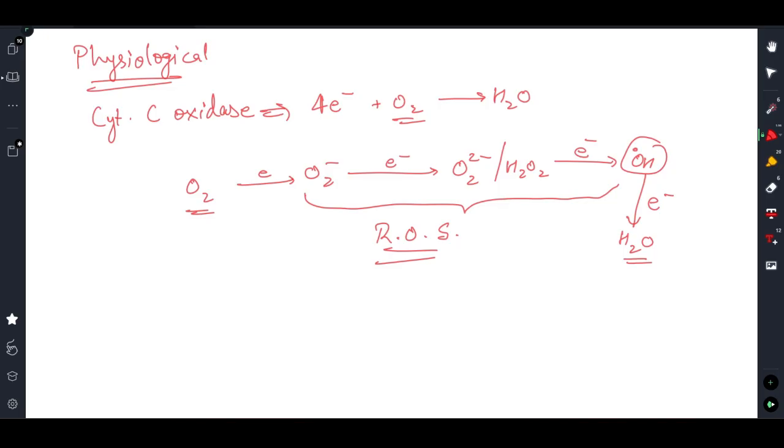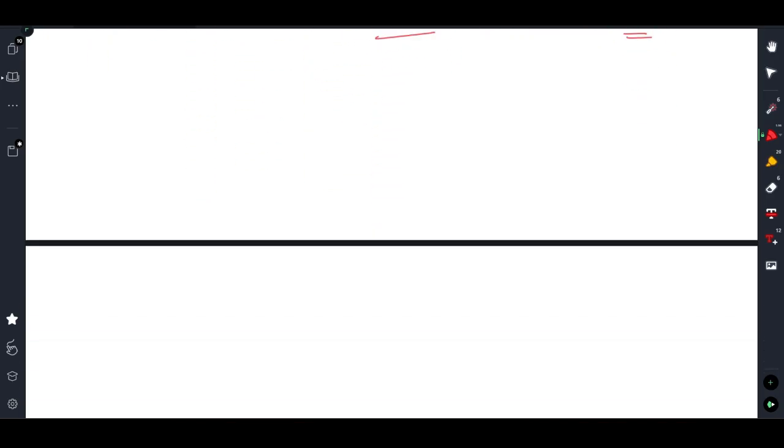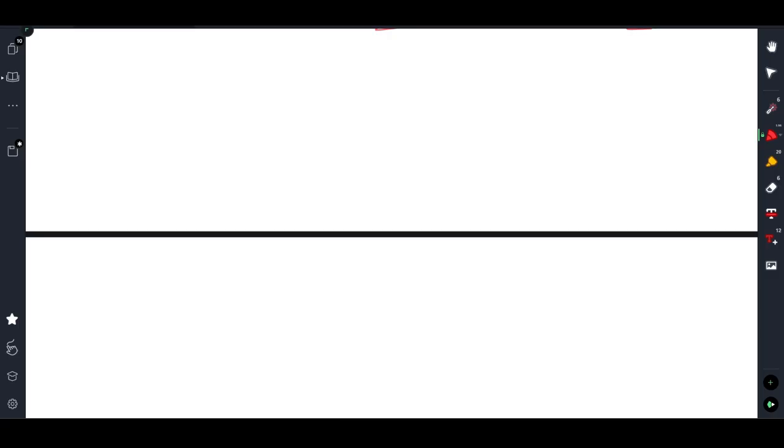Now we will move towards the pathological aspect. Pathologically speaking, the first way to generate free radicals is by ionizing radiation. It is quite simple to understand. This ionizing radiation will hit the water present within the tissues, and after hitting the water present in tissues, it may lead to the generation of hydroxyl radicals. So this is how ionizing radiation may lead to the formation of radicals within the body.